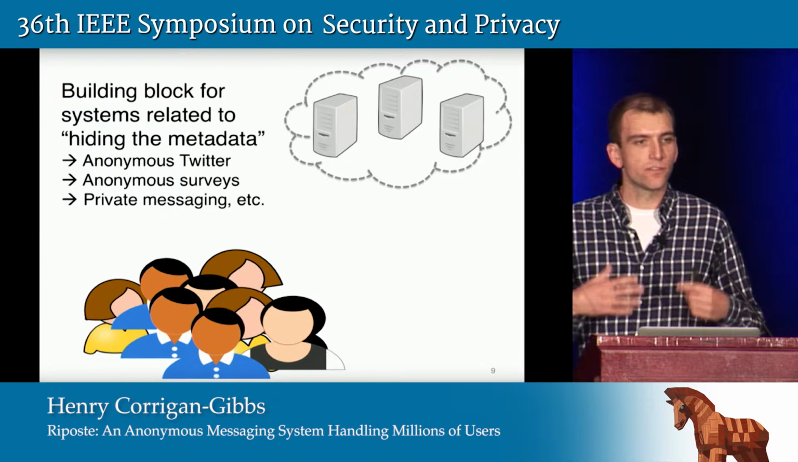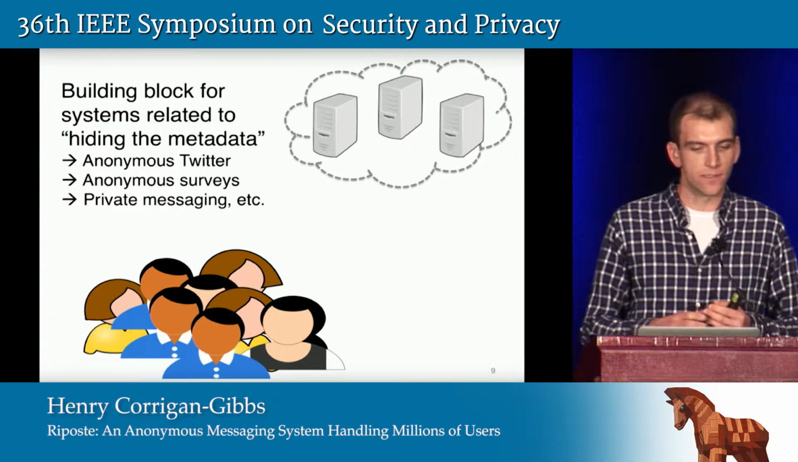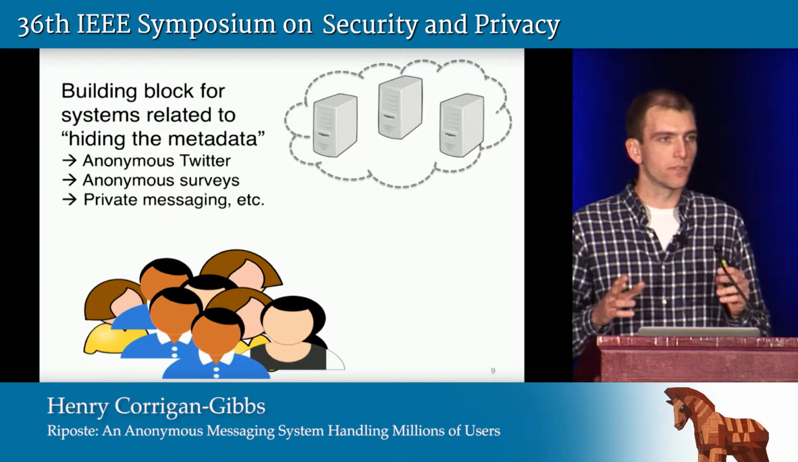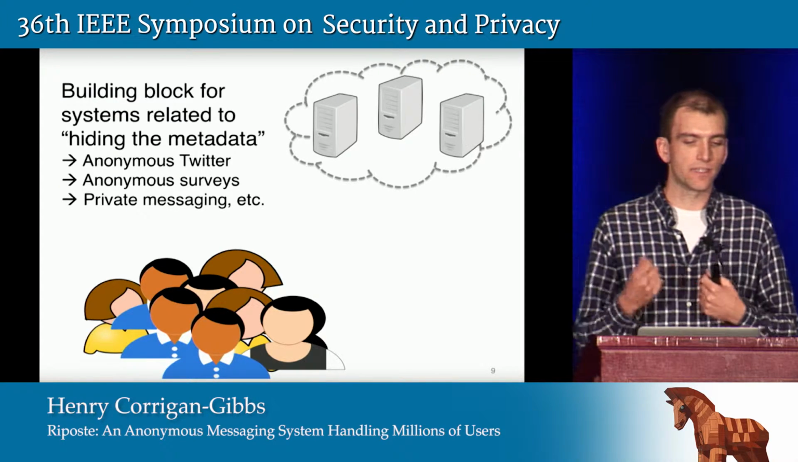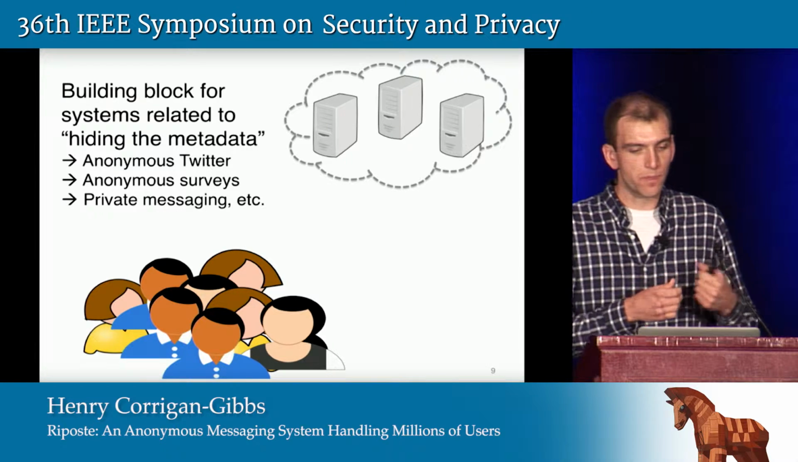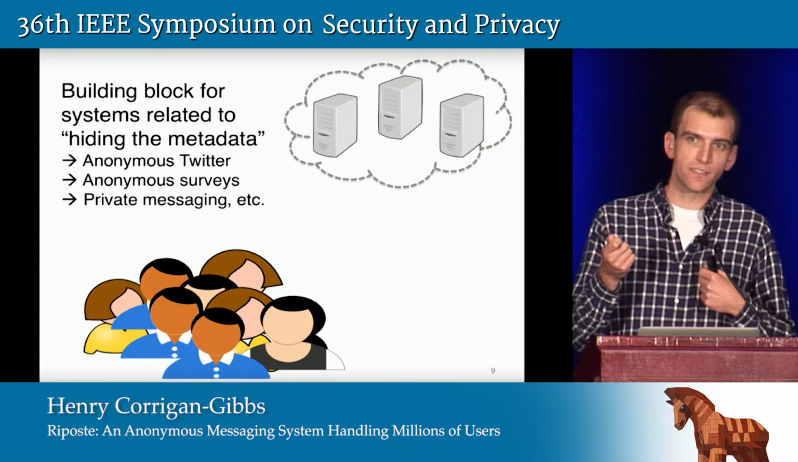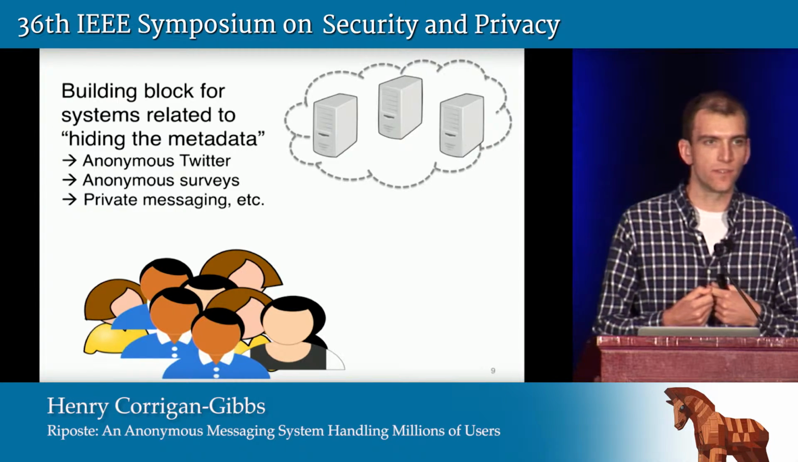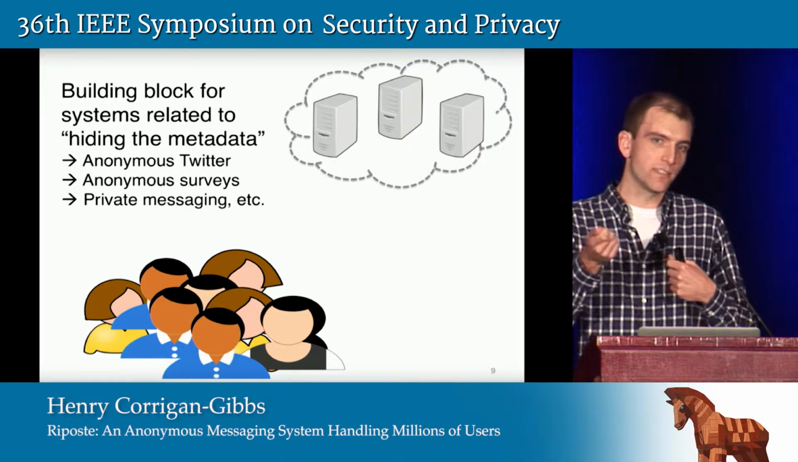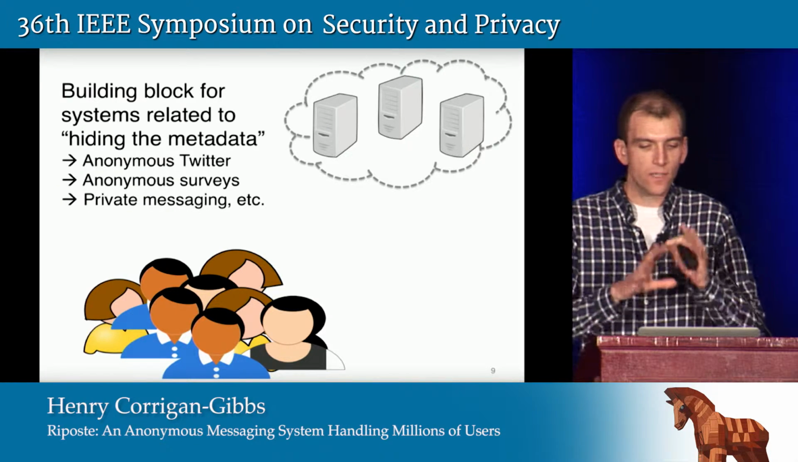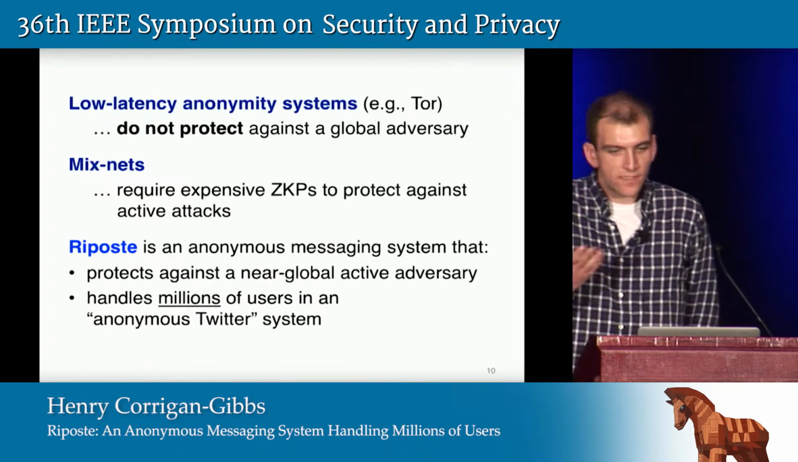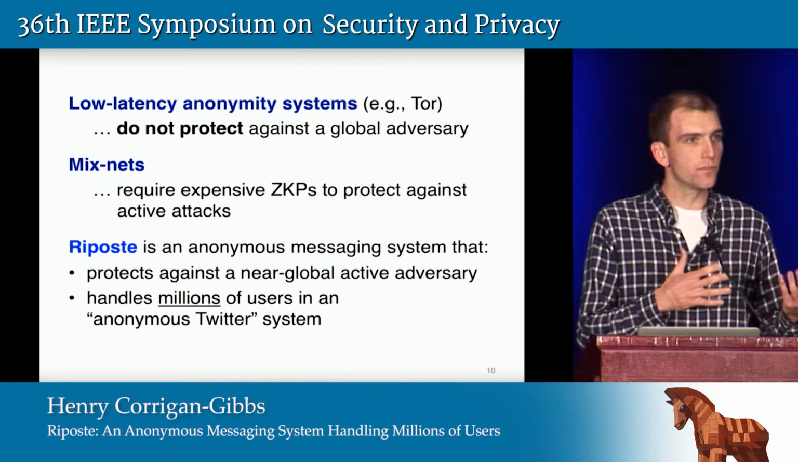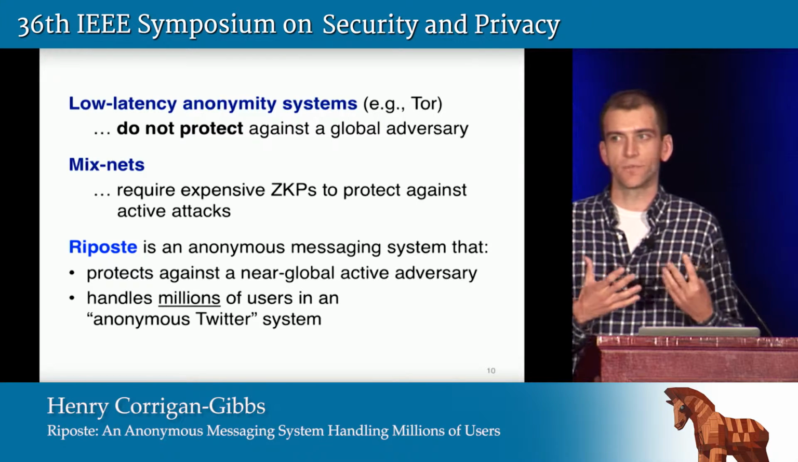This sort of protocol turns out to be really useful for building all sorts of systems related to hiding the metadata. So you can think of anonymous Twitter as a direct application of this, anonymous survey platforms, private point-to-point messaging systems, systems that allow you to leak information to a news organization and so on, all can use this as a building block or a primitive. And Riposte is not the only way to do this. There are other systems that come to mind when you think of this sort of messaging.